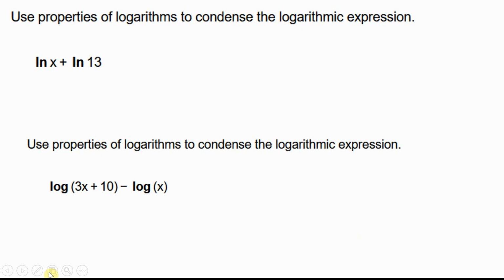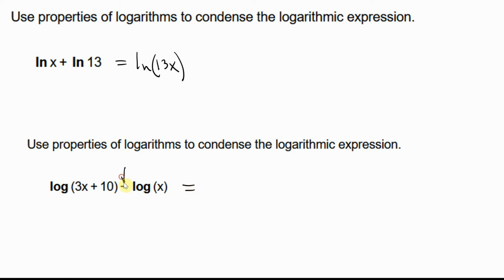Now we're going to go the opposite direction. Now they're going to be expanded, and they want us to condense, try to make 1 unit. So if it's plus, that means we multiply. So this is the natural log of 13x. Nobody says x times 13. Nobody says x 13th. You say 13x, right? You can put it in parentheses if you want to.